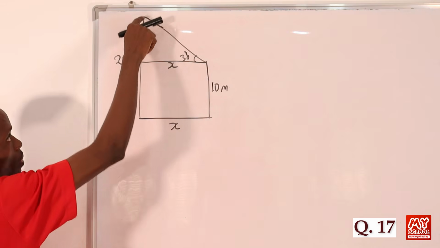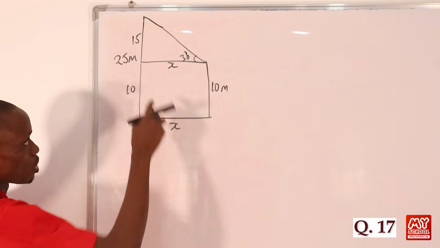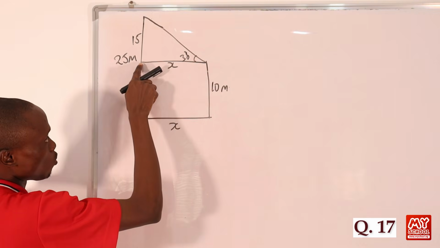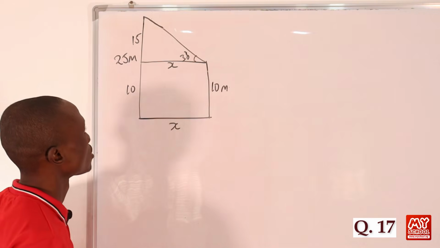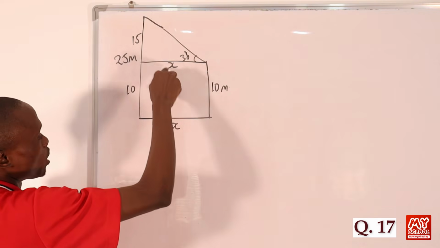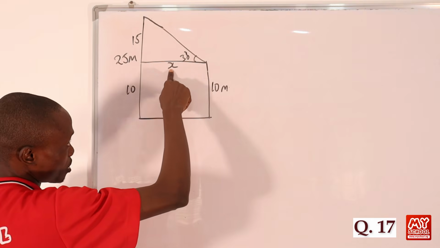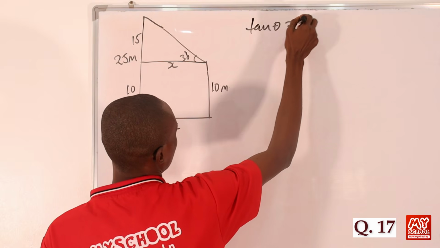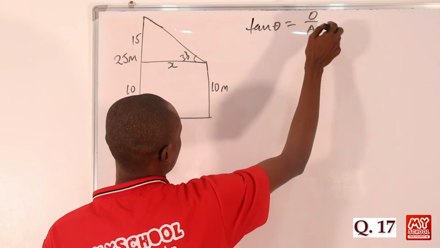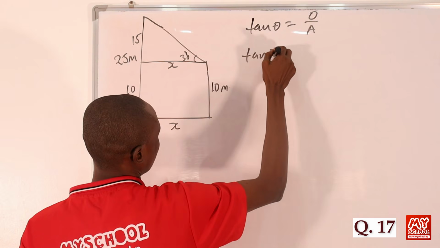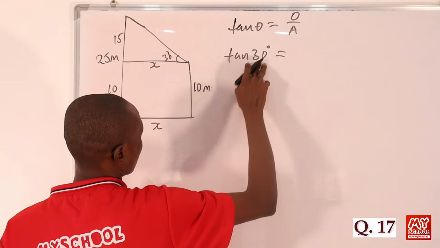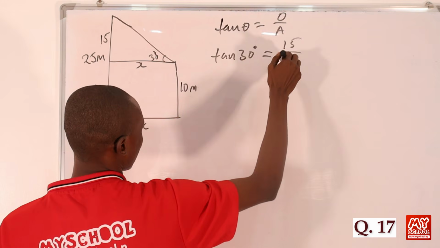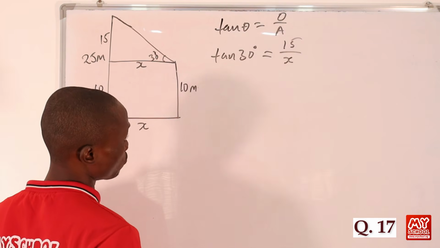So that means the remaining part is going to be 15 centimeter, and we are looking for x. Remember, this from here to here is also equal from this point to here, right? So here we have opposite and we have adjacent. So in this case, we are going to be using tan. So tan theta is equals to opposite over adjacent. Our theta is 30 degree, and our opposite is 15, and adjacent is x, right? So we are looking for the value of x.